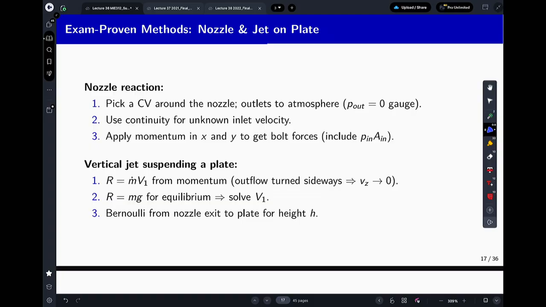Nozzle reactions: pick a CV around the nozzle, outlet to atmosphere is 0 gauge, continuity for unknown inlet velocities usually. Apply momentum in X and Y to get both forces. This was probably directly related to, well, okay, R for vertical jet is m dot v1 for momentum. R equals weight because you have a plate that's being suspended. And so the plate is being held by, or is opposing the weight, or the jet is opposing the weight. Bernoulli from nozzle exit to plate for height h.